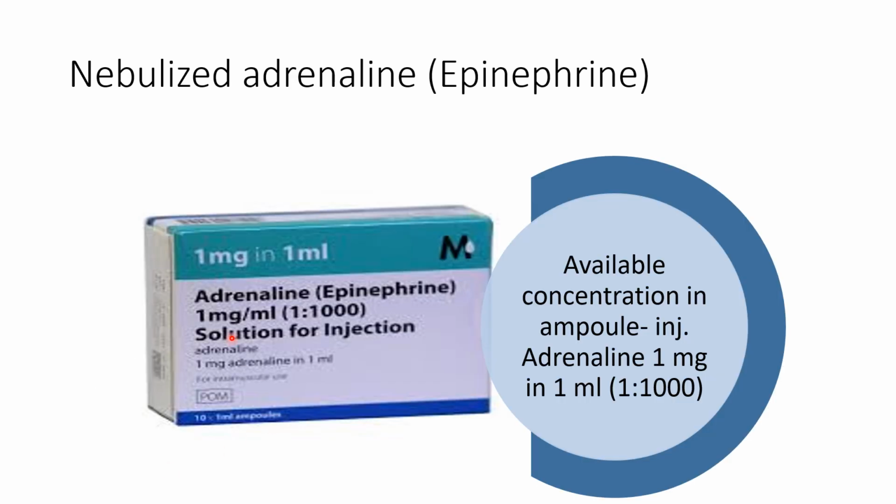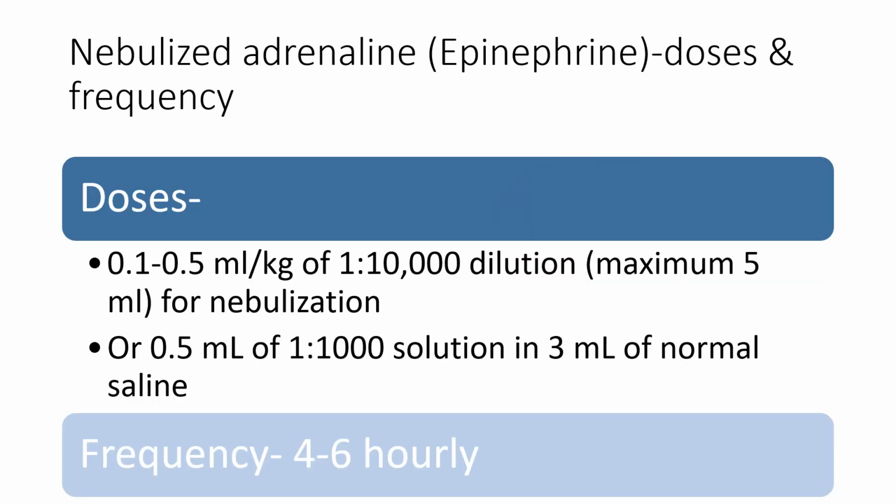The concentration of adrenaline in an ampule is 1 milligram in 1 ml, 1 in 1000. It is available in injection form. What is the dose of nebulized adrenaline? In an emergency, we can give 0.5 ml of the 1 in 1000 solution directly in 3 ml normal saline, or we can give 0.1 to 0.5 ml per kg of the 1 in 10,000 dilution.